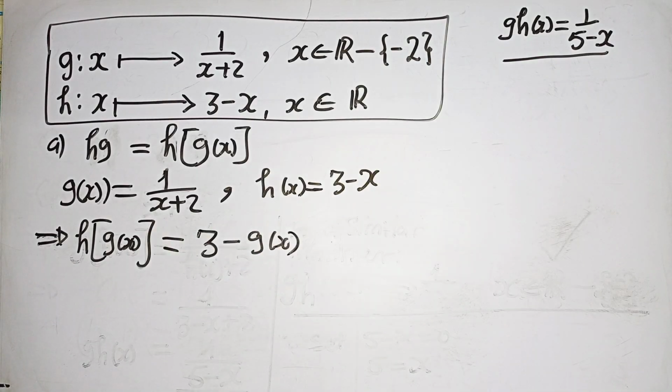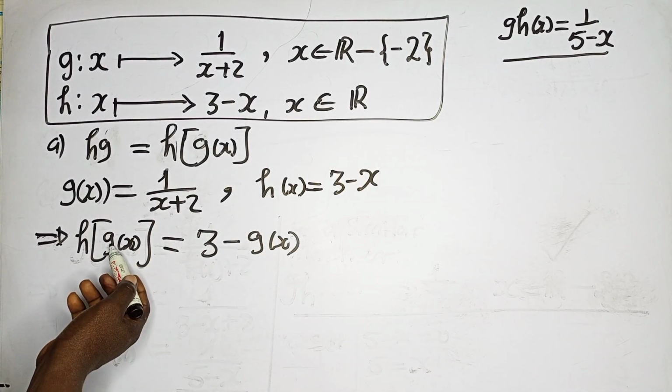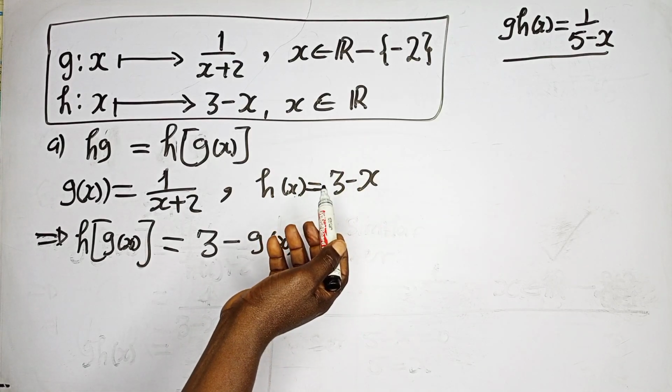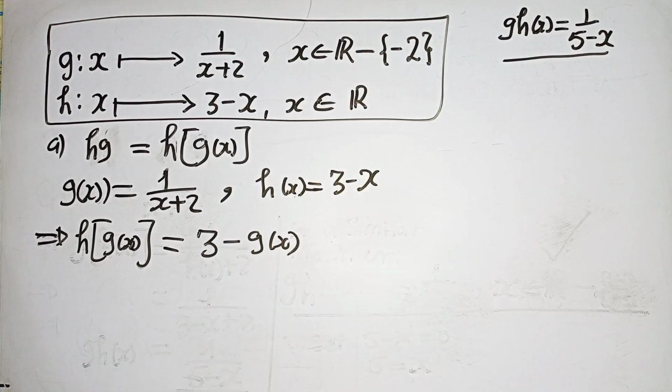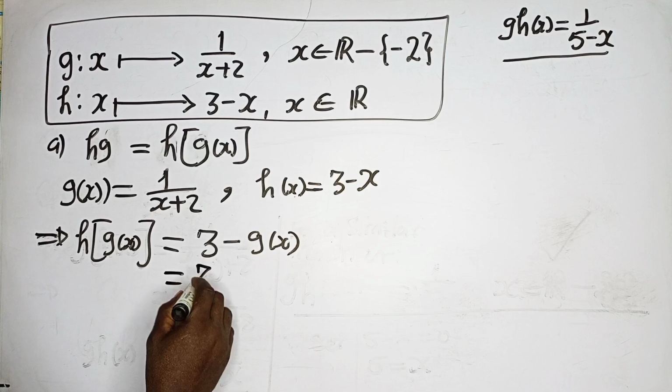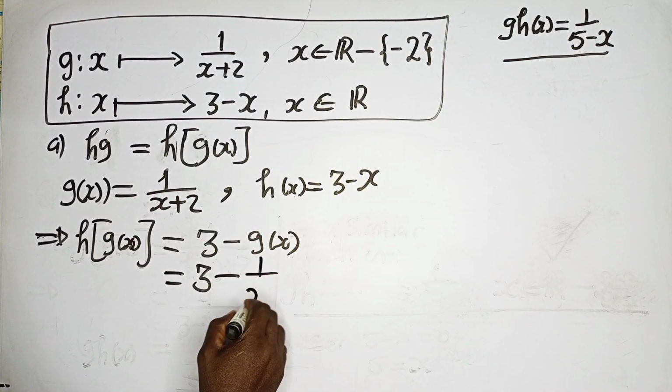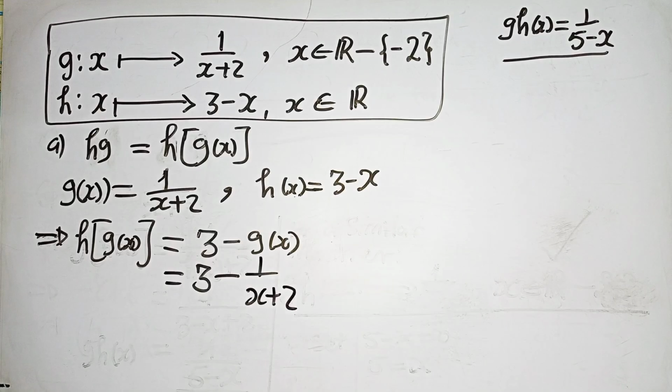So what are we saying? We're simply saying that g of x takes the place of x in that expression. That's all. So that's it there. But we know g of x. So it will be 3 minus g of x, which is x minus 1 all over x plus 2.